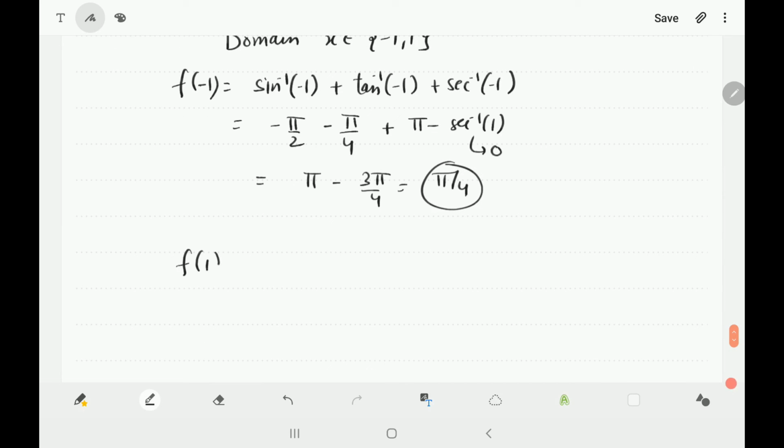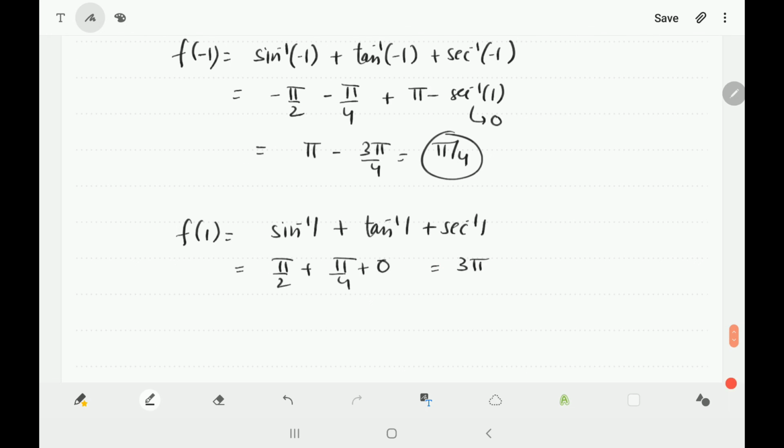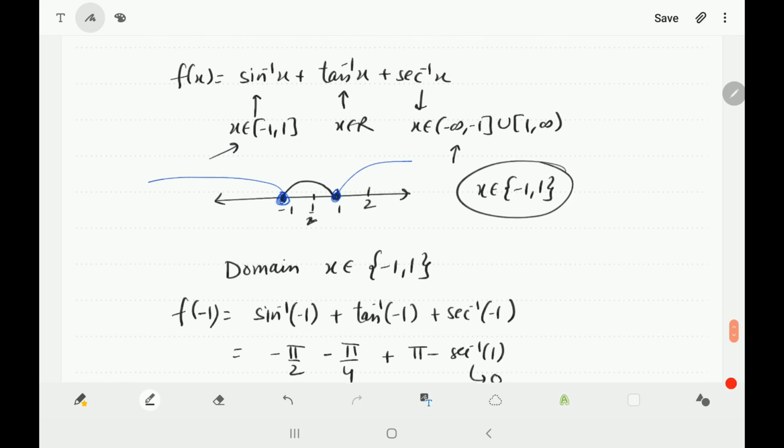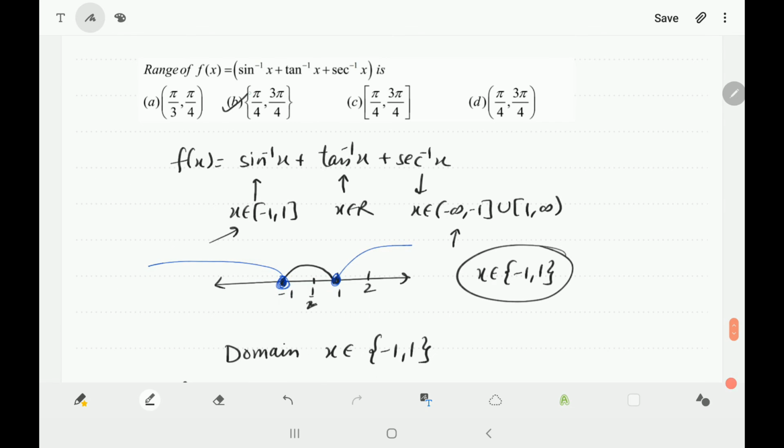Now we have to calculate the value of f of 1, which will be sin inverse 1 plus tan inverse 1 plus secant inverse of 1. Sin inverse 1 is pi by 2, tan inverse 1 is pi by 4, secant inverse 1 is 0. If you take the LCM, you will have 3 pi by 4. So in the range we have only two values, which are pi by 4 and 3 pi by 4. So the answer for this problem will be y belongs to {pi by 4, 3 pi by 4}. Is it clear? So B is the answer.